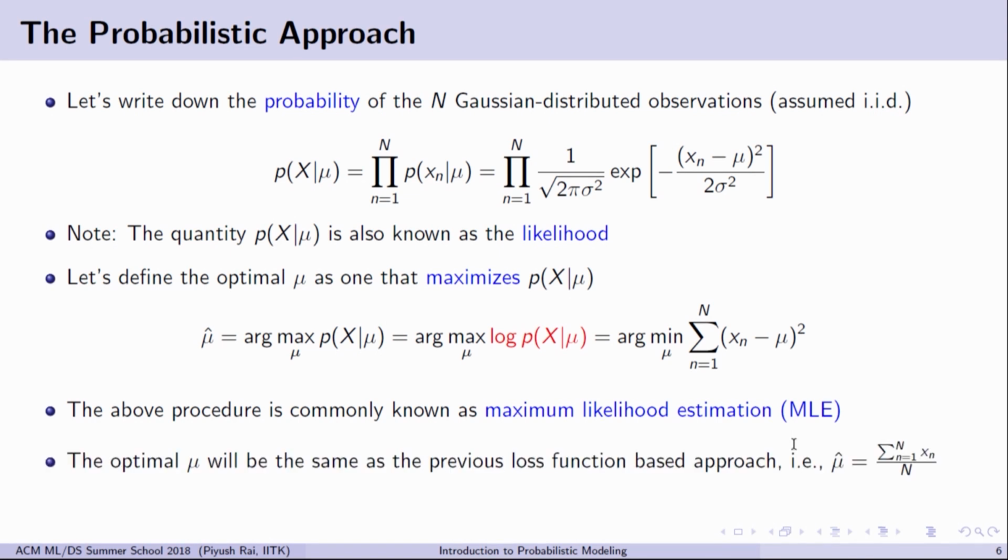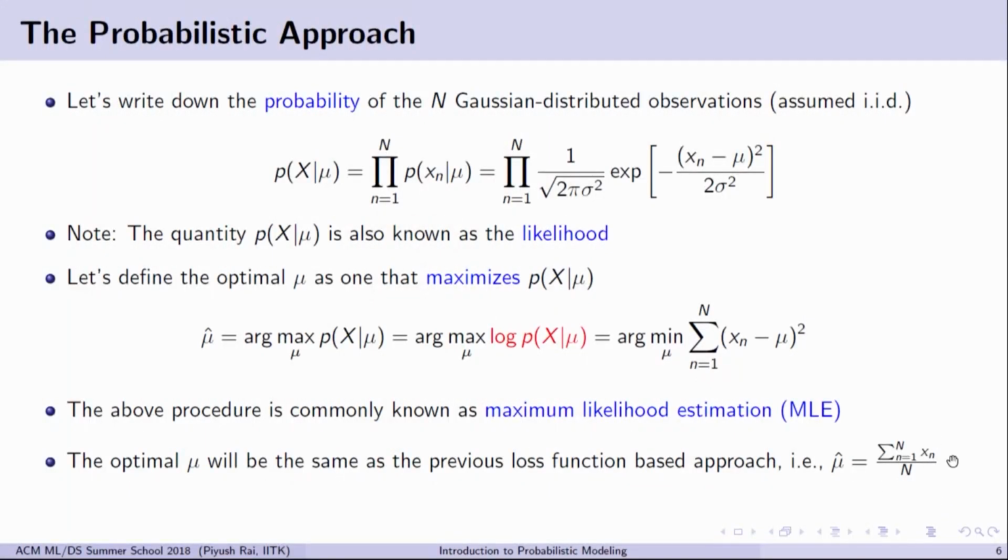Okay, so as I said, because the final objective is the same as what we defined earlier in the loss function minimization approach, it's not surprising that we'll get the same solution. If we minimize this with respect to mu, we'll get again mu hat as the empirical mean of the data, because we essentially have the same objective here. So we saw that we arrived at the same objective taking a probabilistic approach.